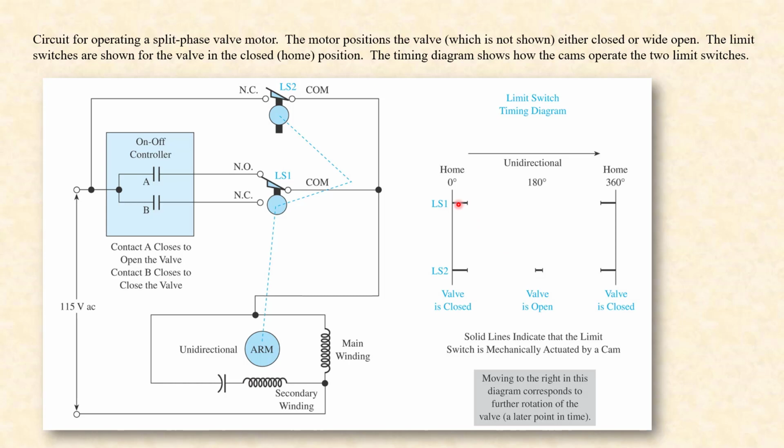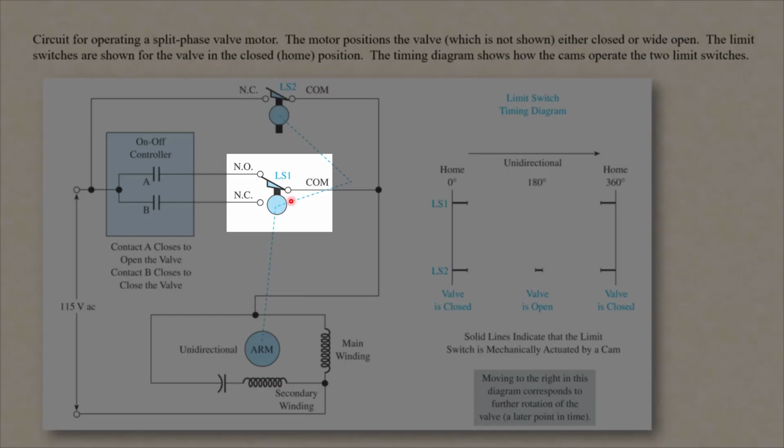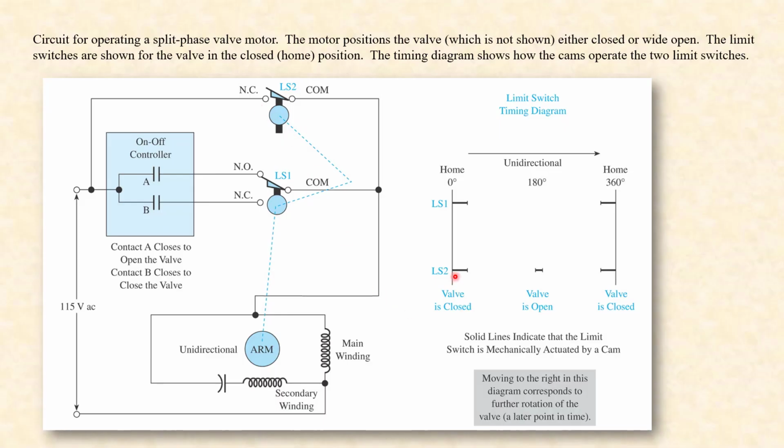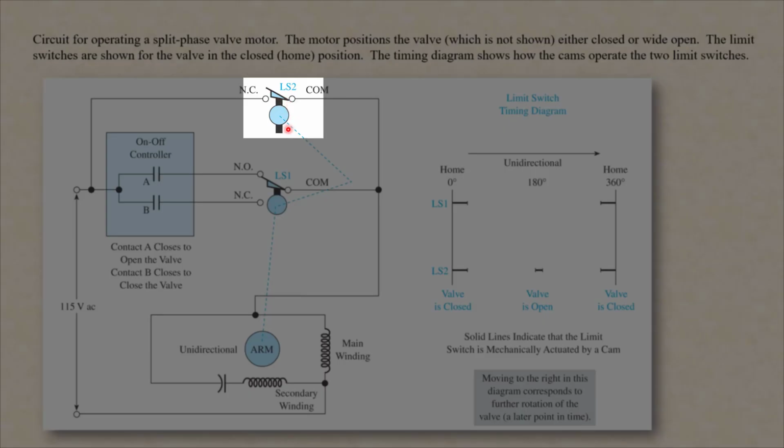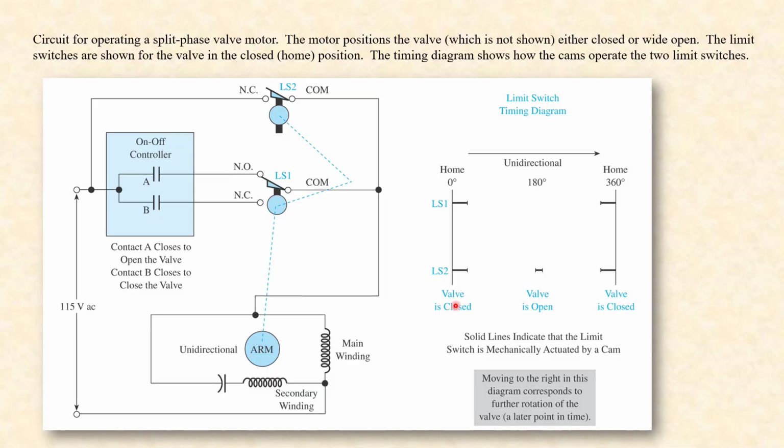You see here, we see where the switches are being actuated by the cam lobes. LS1 happens at 0 and 360, and limit switch 2 is operated at 0, 180, and 360. And we see that the valve is closed when it's at 0, it's open at 180, and then another 180, it's closed again. So every half rotation, this will go from closed to open.